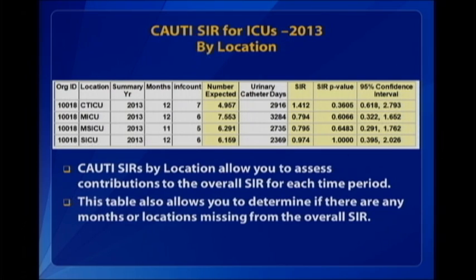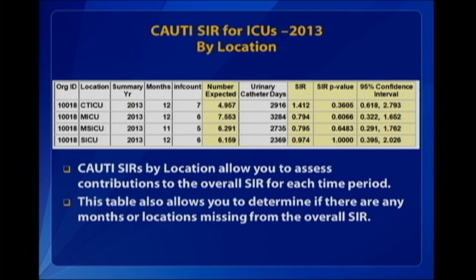So I already kind of mentioned to you that when we provide SIR reports in NHSN, we provide multiple tables. So it's not just the overall table. We provide some granular level detail for the location level SIRs. So, we urge you to take a look at these location-specific data, just like you would if you were looking at your rate tables, where you're looking at each location individually. So looking at these SIRs individually, you can look at the contribution of each location to the overall SIR.